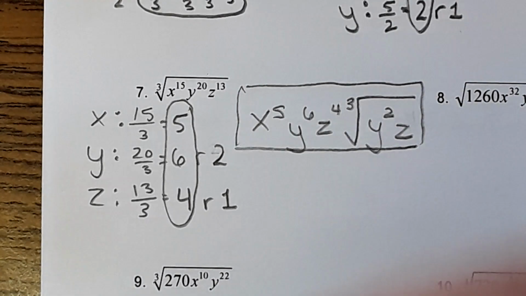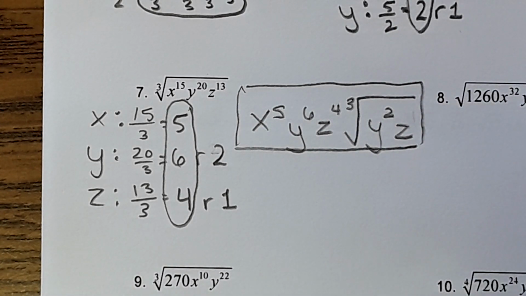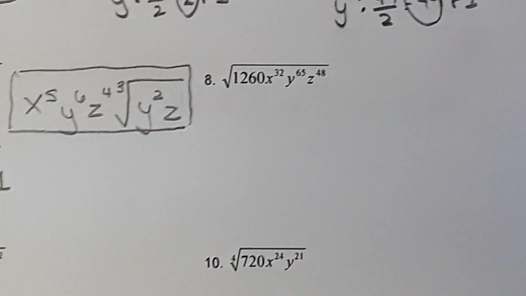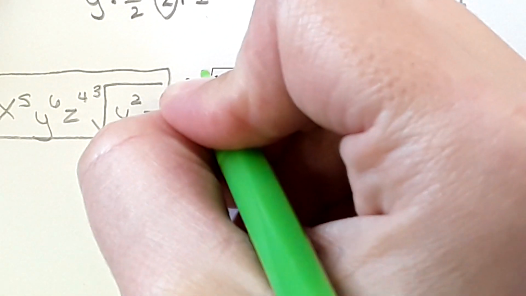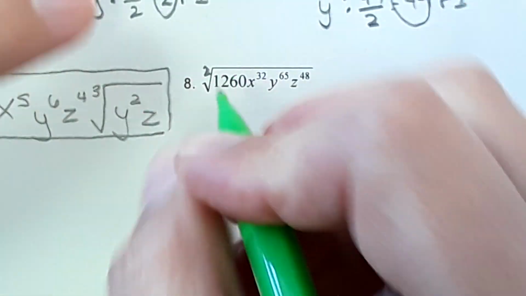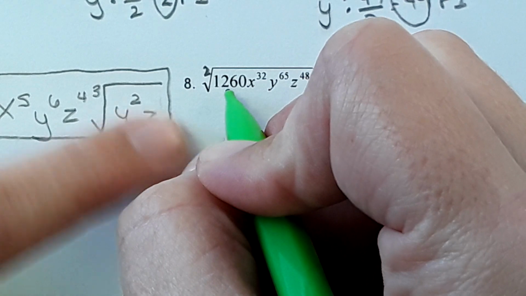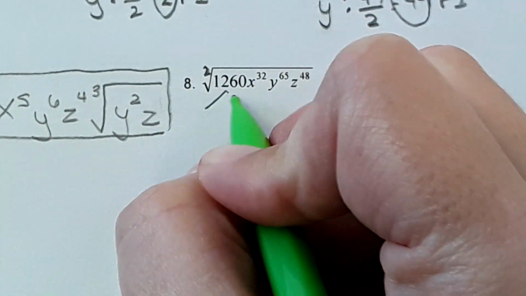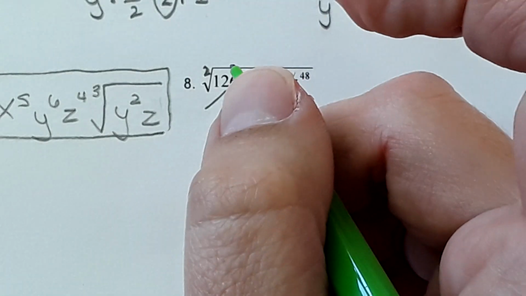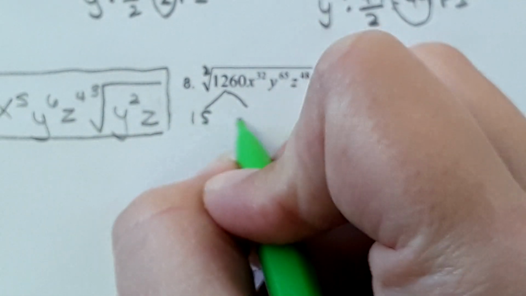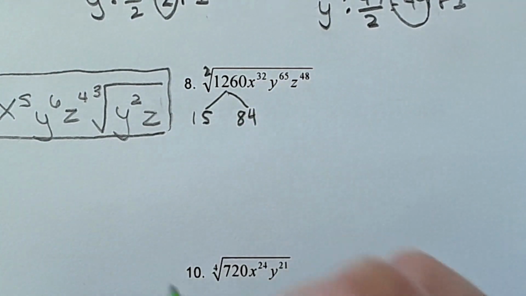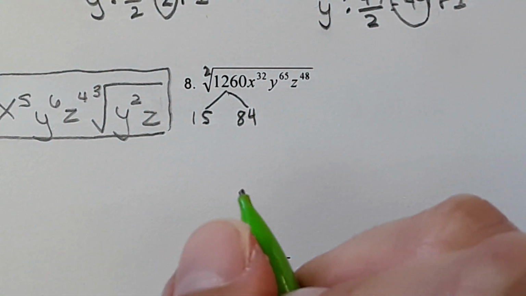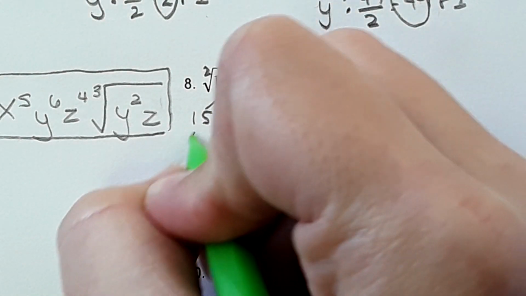Okay, then number 8. Now we put it all together. It's just a regular square root with the 2. So when we break this up, we're just looking for 2 factors to take out at a time. We're going to break up this 1260. Depends on how you want to break it up. I don't know why 15 and 84. That seems so random. I wouldn't come up with that on my own. I'd probably say 10 and 126. But okay, we'll go with 15 and 84.